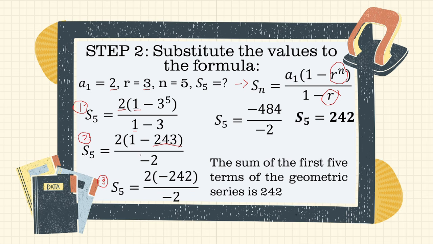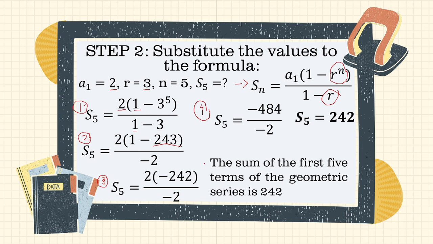Okay. Next, we have 2 times 1 minus 243, that is negative 242. Since the higher number is negative, we have negative 242 over negative 2. You will just copy negative 2. Next, 2 times negative 242. This will be our fourth step. So we have negative 484.